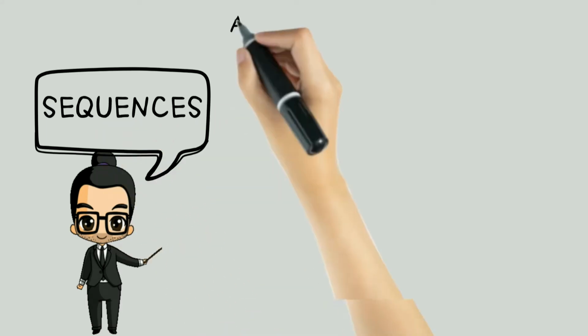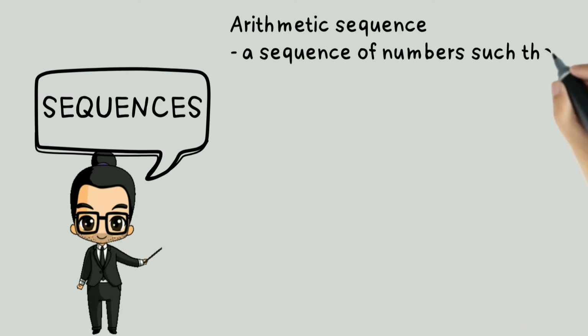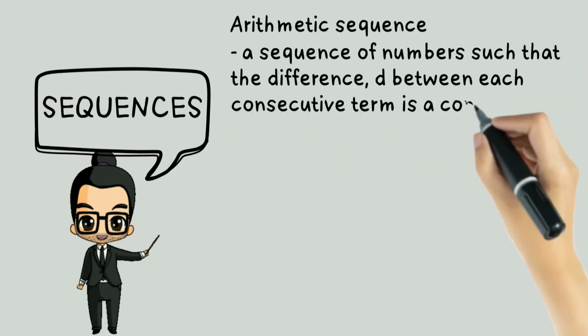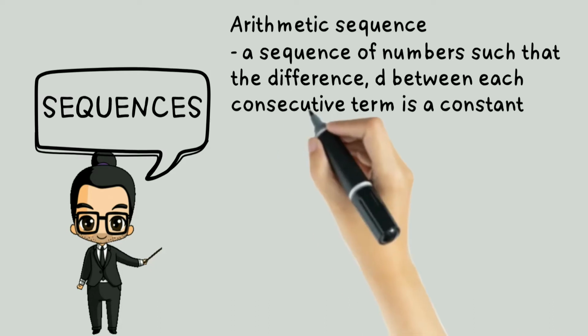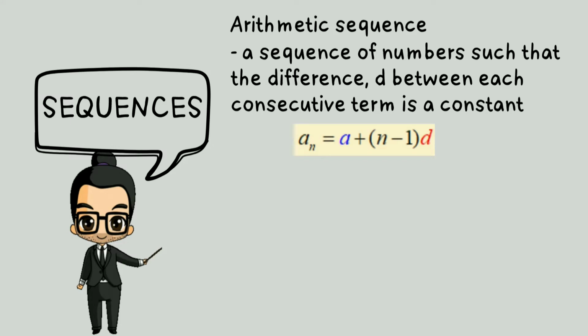Sequence. Arithmetic sequence is a sequence of numbers such that the difference d between each consecutive term is a constant. The given formula is an = a + (n - 1)d, where an is the nth term of the sequence, a is the first term of the sequence, and d is the common difference between the terms.